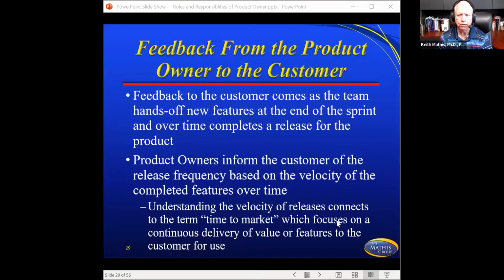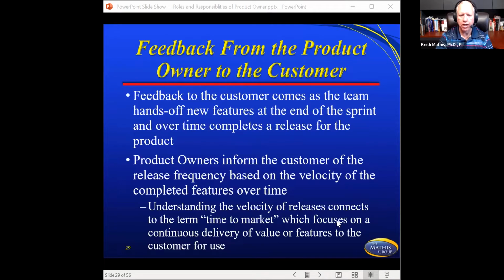So this requires feedback from the product owner to the customer, because that's going to be one of the terms too. And many times we leave this out, but that customer needs to hear from the product owner what's going on. So feedback to the customer comes as the team hands off new features at the end of a sprint and over time completes a release. The product owner informs the customer of the release frequency based on the velocity, and that's the average is really what velocity is, the velocity of the completed features over time.